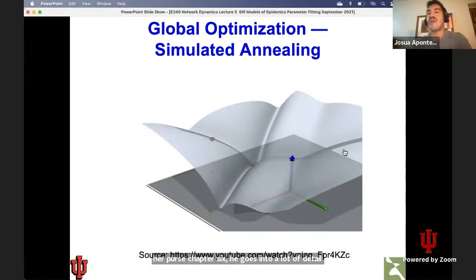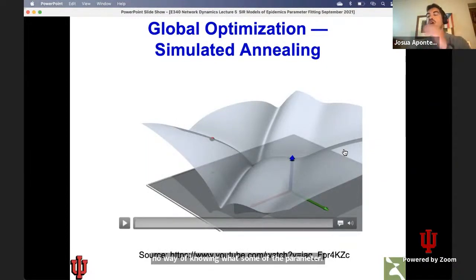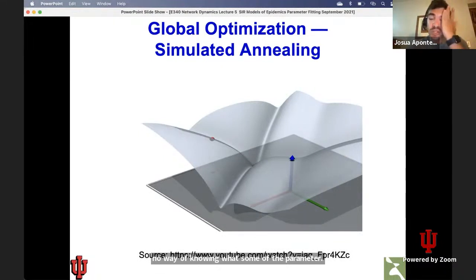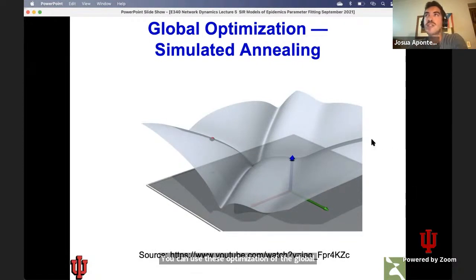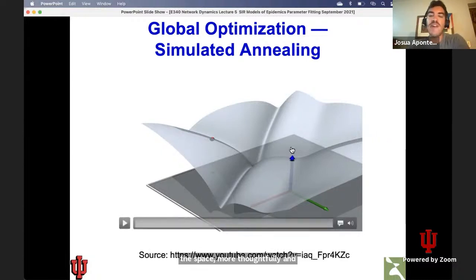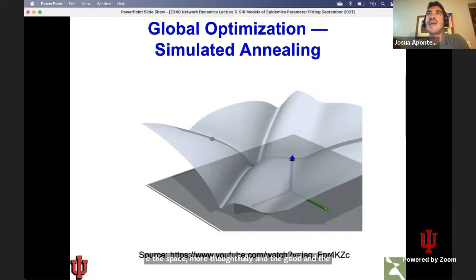When you don't have a good estimate, or you have no idea, no way of knowing what some of the values of your parameters are, you can use these global optimization algorithms that will allow you to explore the space more thoroughly. And the advantages of these global optimization algorithms is that they are designed to avoid local minima, right?